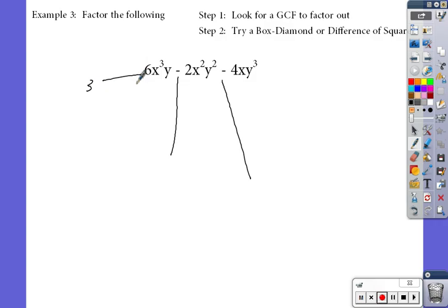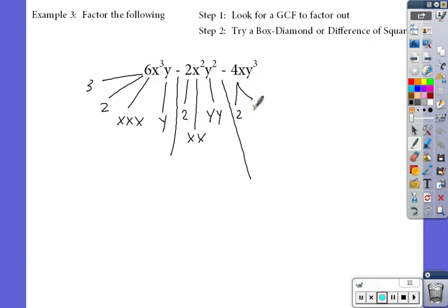6 is 3 times 2, x cubed would be xxx, and y is just y. All right, the 2 is a least factor already. x squared is xx, y squared is yy. 4 is 2 times 2. x is just x, y cubed is yyy. Okay, so go through and look for your commons. All right, what do they have in common?